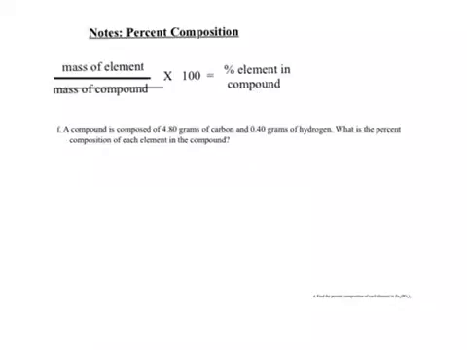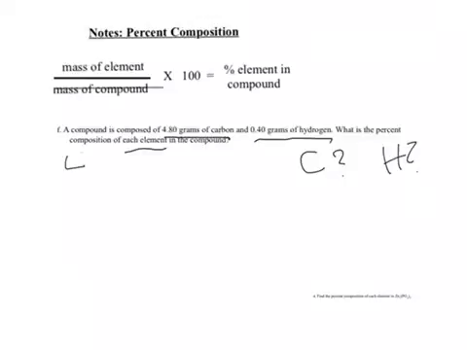Okay, so the first example that we have is a compound is composed of 4.8 grams of carbon and 0.40 grams of hydrogen. What is the percent composition of each element in the compound? So this problem is asking you what percent of the compound is carbon and what percent of the compound is hydrogen. So remember, the formula is mass of element over mass of the entire compound. So we have the mass of each element, it's given to us, but we do not have the mass of the compound. So what we are going to do is add up the grams of carbon plus hydrogen to get the total mass of the compound.